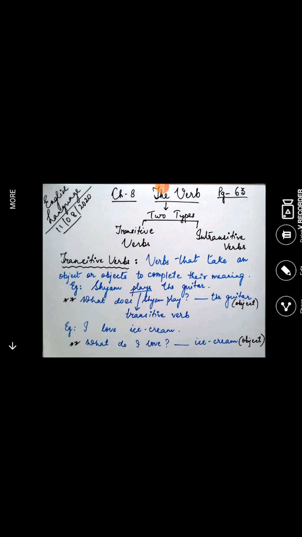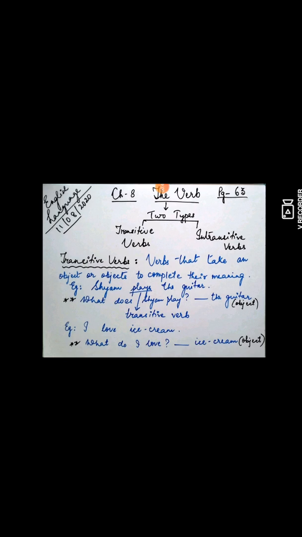Now, what is a transitive verb? Verbs that take an object or objects to complete their meaning in a sentence are called transitive verbs. So these verbs necessarily should take an object or more than one object to complete the meaning of the sentence. Now, look at the examples, children.